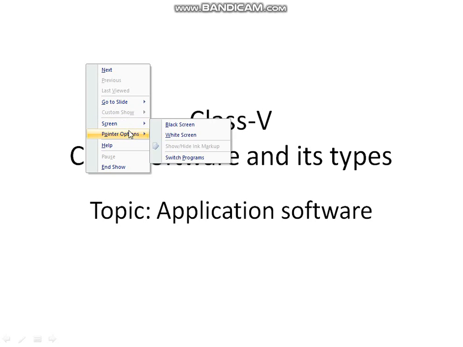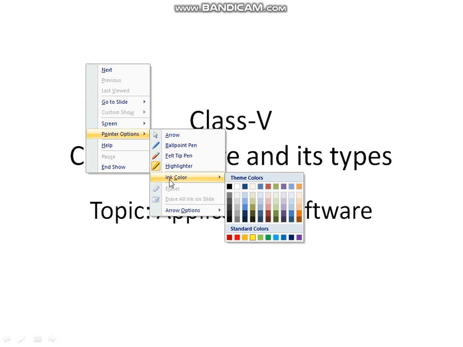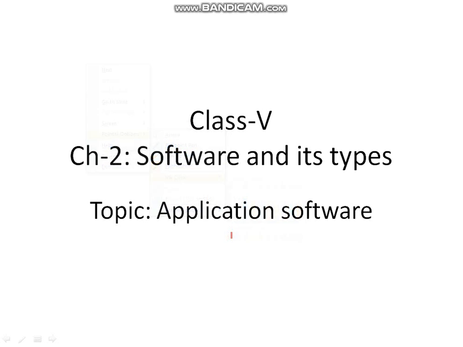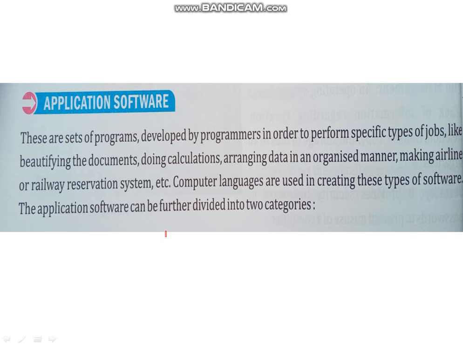Students, in the last video we had taught about software and its types. In the last video you had learned about the system software, that is operating system, language processors and utility softwares. Now students, in this video we are going to discuss about another type of software, that is application software. So let's start the topic application software.